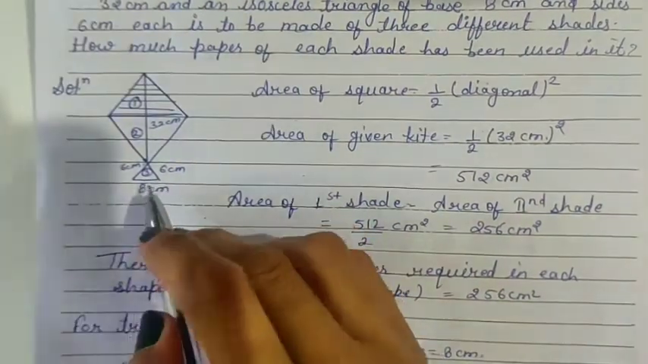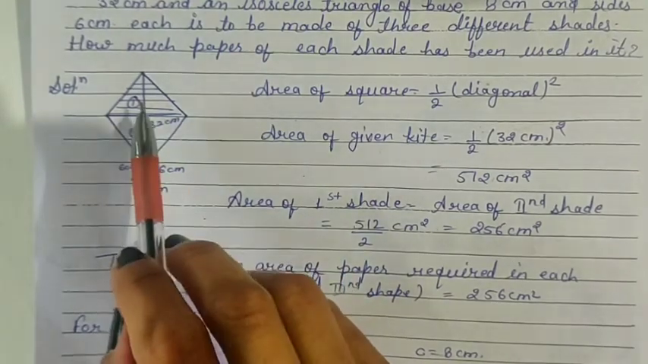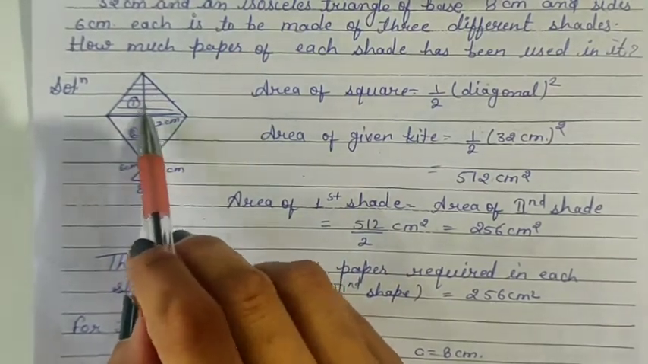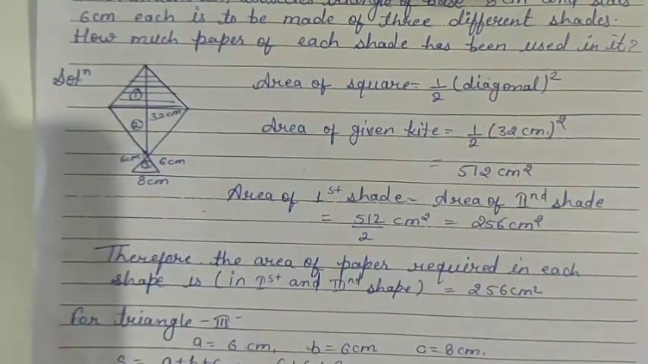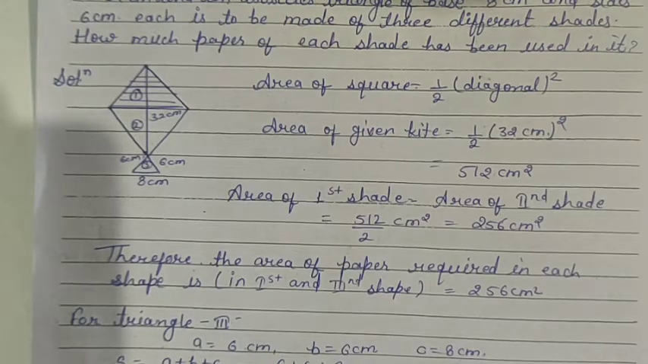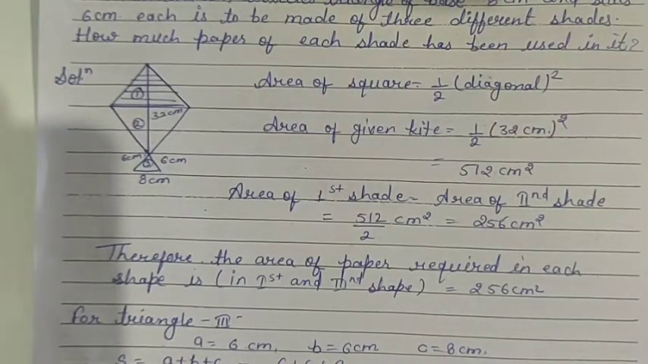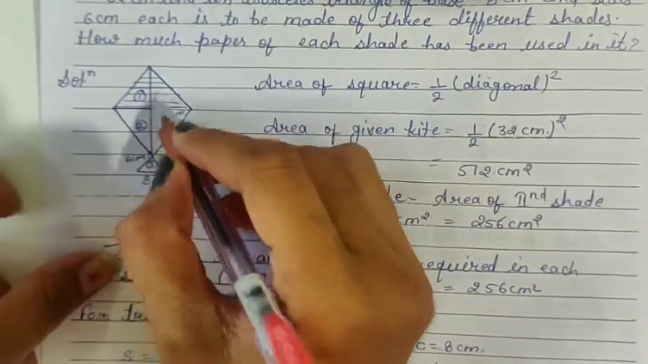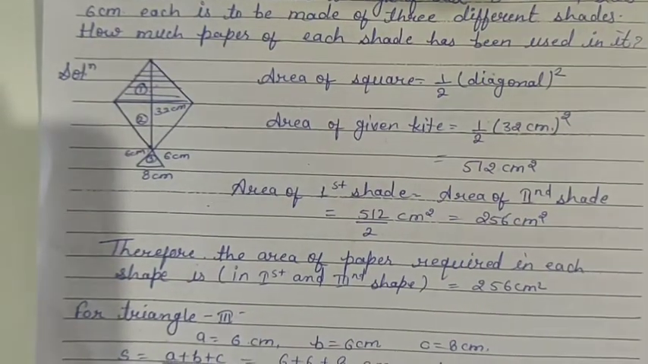So for the third side we will use Heron's formula, and for the area of the first shade and second shade, firstly we know that when the diagonals of a square are given, then the area of the square is equal to 1 by 2 diagonal square. Firstly we will find the area of this whole square, and after finding the area of this whole square, we know that this part is equal to this part, so we will divide that area into two parts.